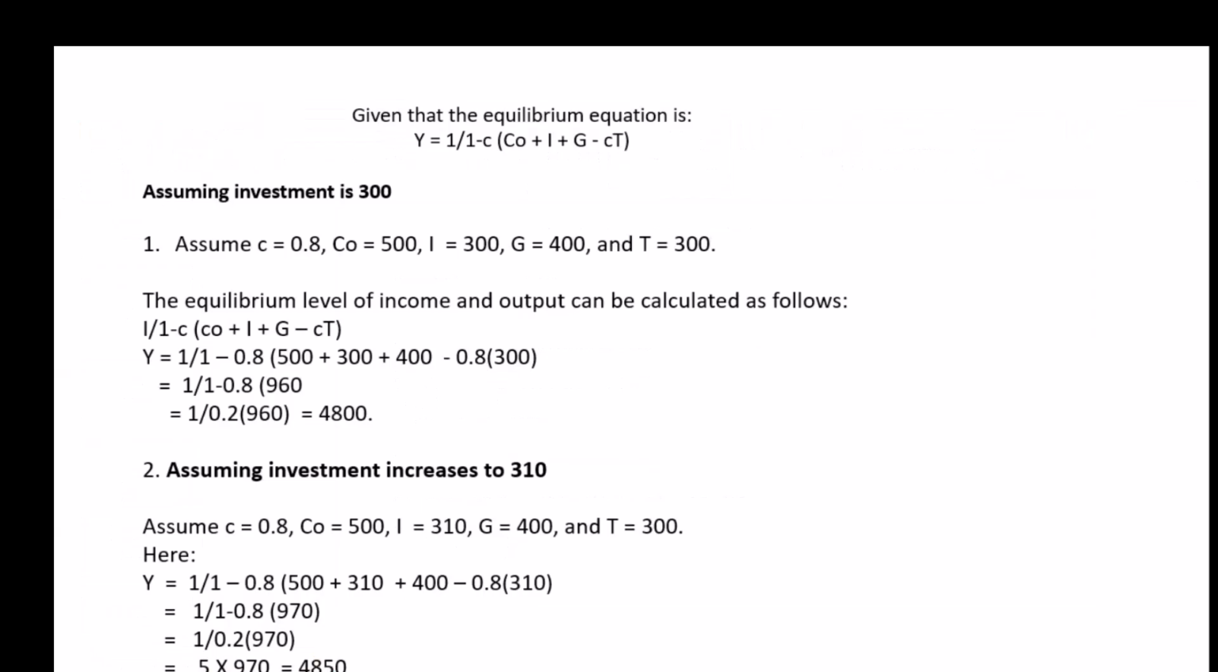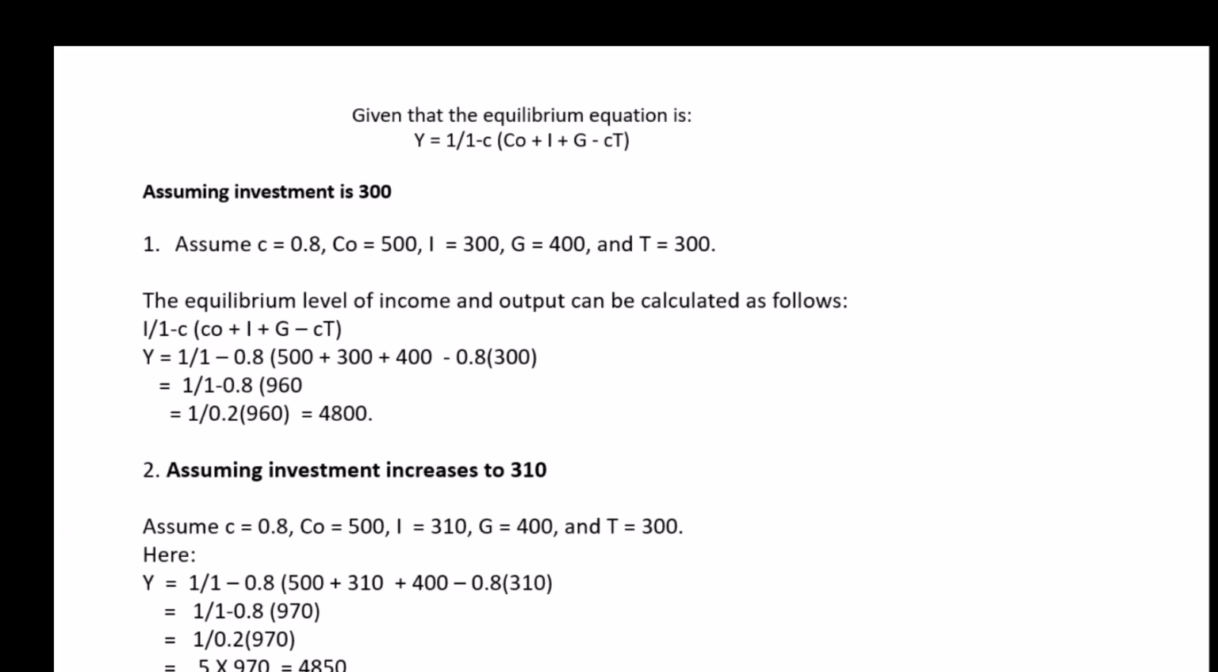So you want to know what the equilibrium level of income and output is. Right? How do you calculate that? All you do is substitute the information given into that formula. It's as simple as that. Okay. So 1 over 1 minus C. So you know from BODMAS, you got to simplify your brackets first. You got to simplify your brackets first.